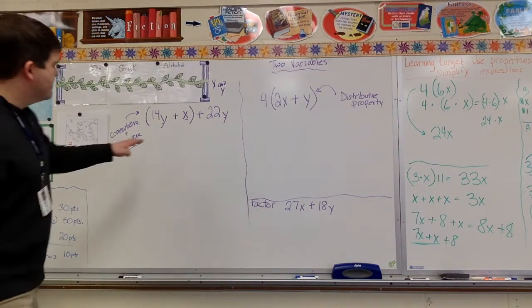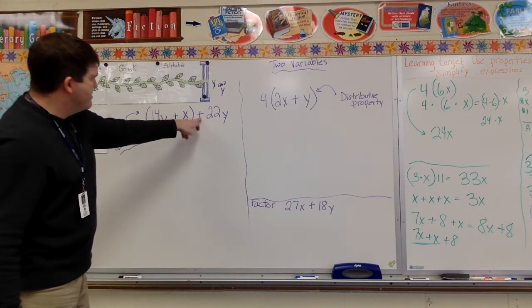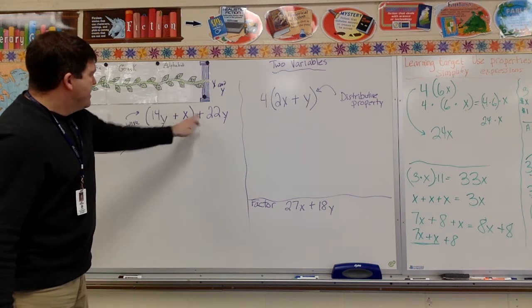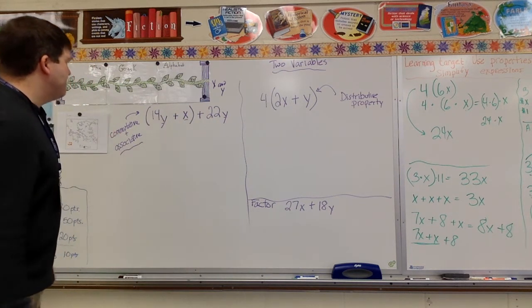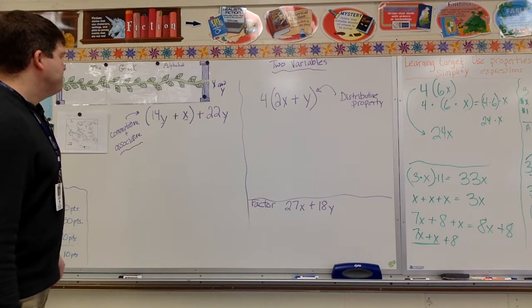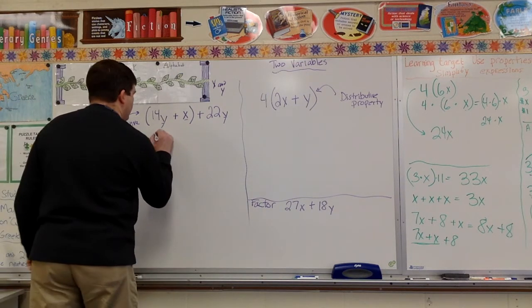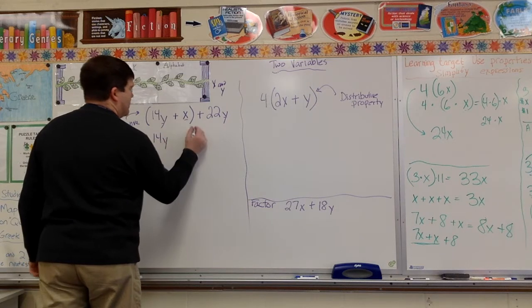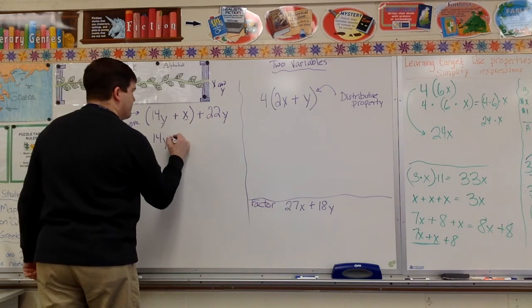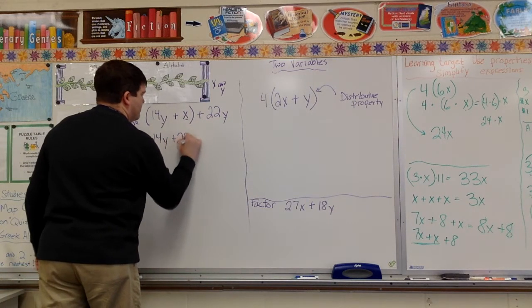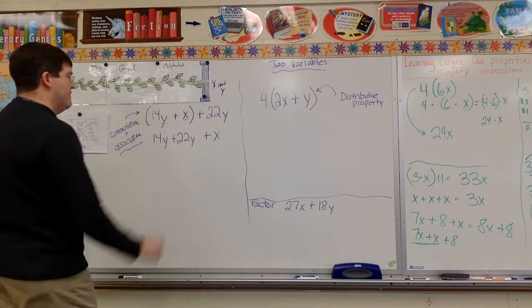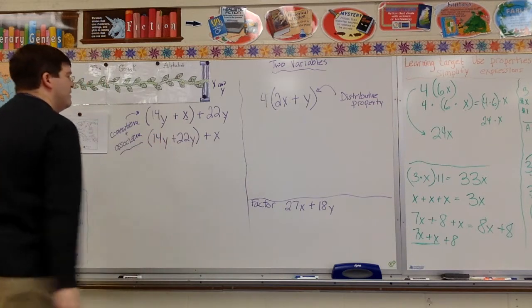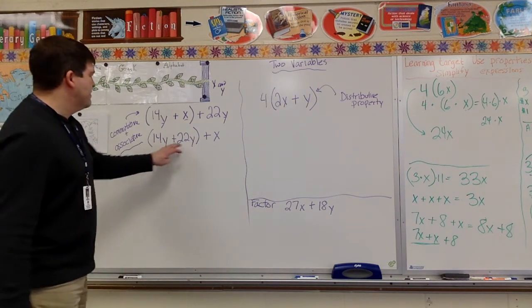Now, I'm looking at this, I see this is plus and this is plus. I want to get my y's closer together. So based on the commutative property, it doesn't matter, 14y, these are all plus, I can move this around, plus 22y plus x, okay? And then I can do this first.